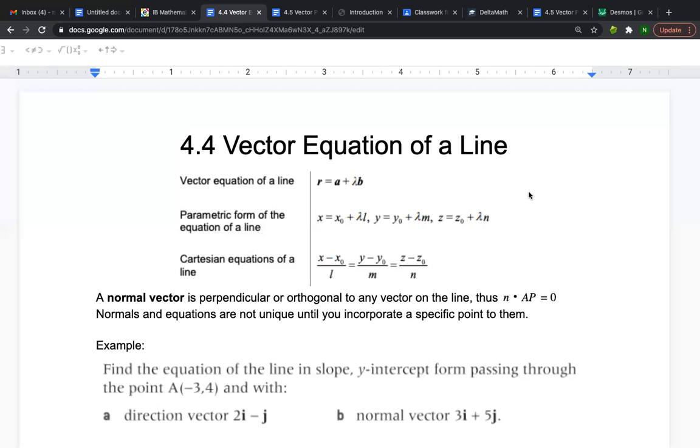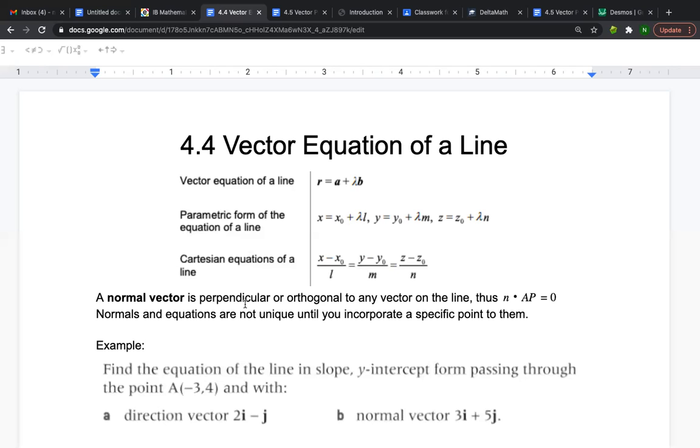But you'll notice that the l, m, and n are the directional vectors in the parametric form of the equation of the line, and they're also the directional vectors in the bottom one. So make sure that you connect that the denominators of the Cartesian equation are the directional vectors. Not something you need to know right this second, but it will come up.